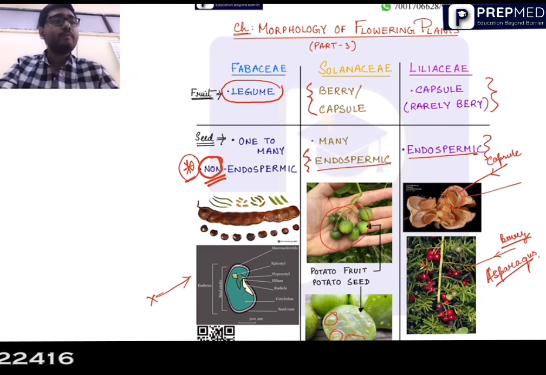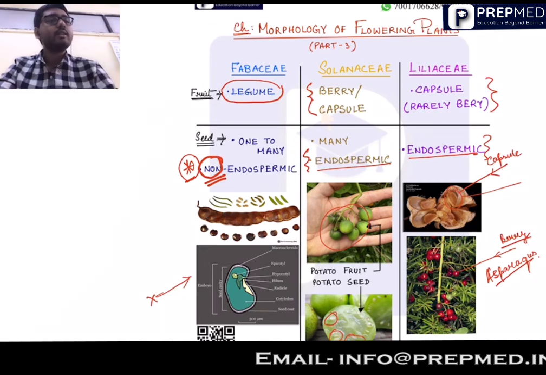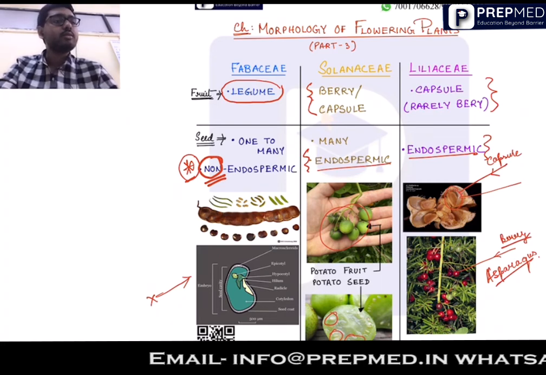This is how a berry looks like, isn't it? So it's a fruit of potato. These are the seeds of potato. This is asparagus berry, and this one is capsule, the outside.